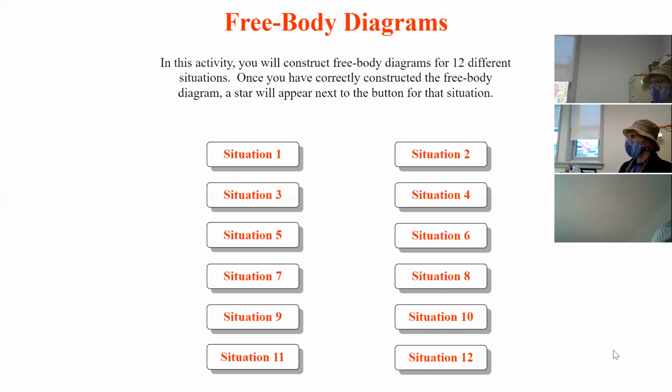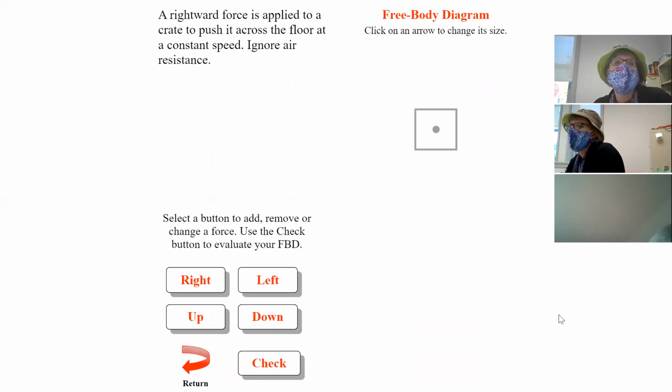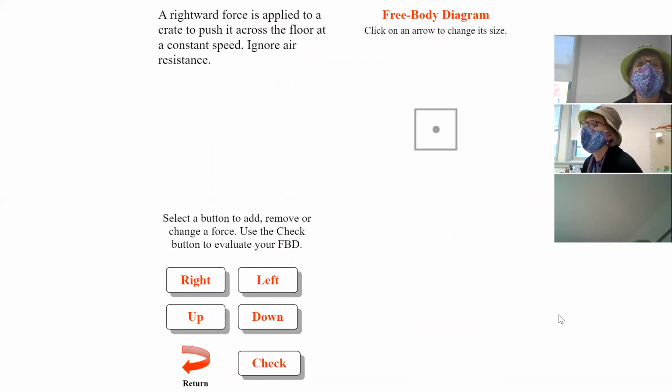How we doing? Anybody stuck? Yeah, we're stuck. Okay. Which one are you stuck on? Number 5. Okay, so let's look at number 5. Number 5 says a rightward force is applied to a crate to push it across the floor at constant speed. Ignore air resistance.